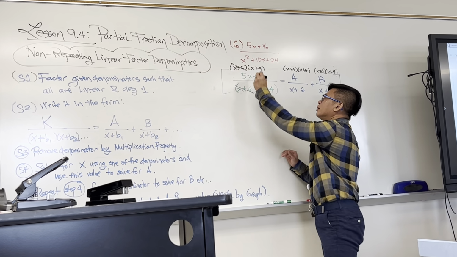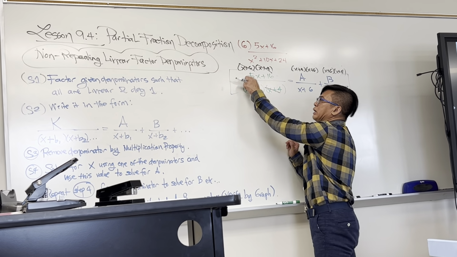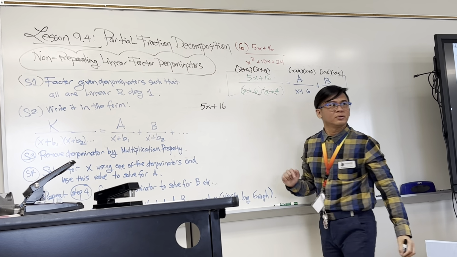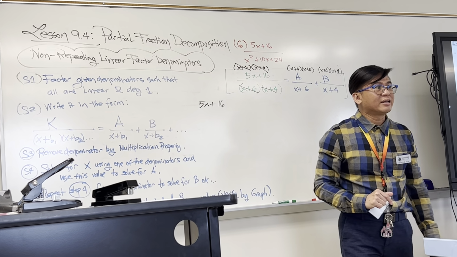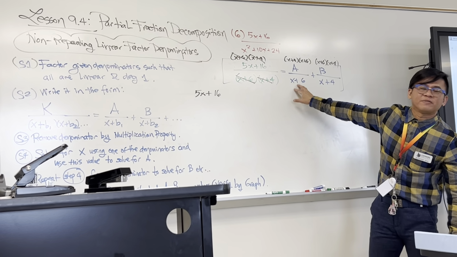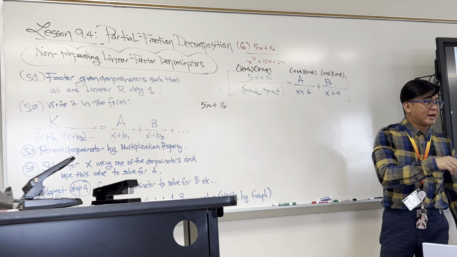Right? Okay. This and this cancel out, right? So on the left side, you are left with 5x plus 16. Get it? Okay. What's going to happen to the first fraction on the right? Is something going to cancel out?